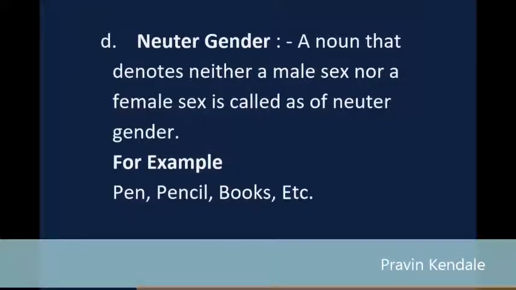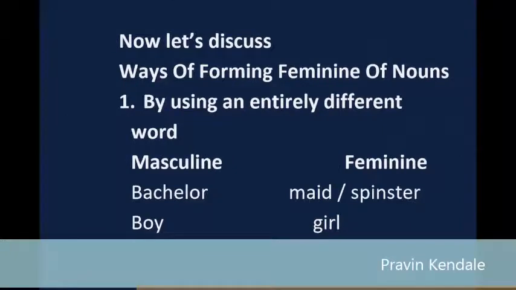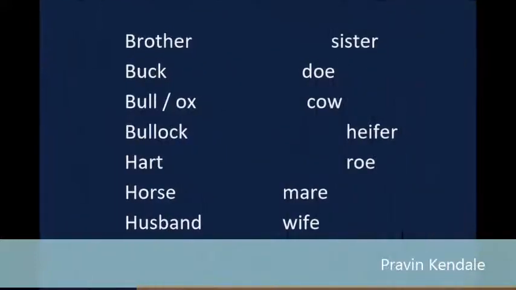Now let's discuss ways of forming feminine of nouns. 1. By using an entirely different word. Masculine, feminine. Bachelor, maid or spinster. Boy, girl. Brother, sister. Buck, doe. Bull or ox, cow. Bullock, heifer.